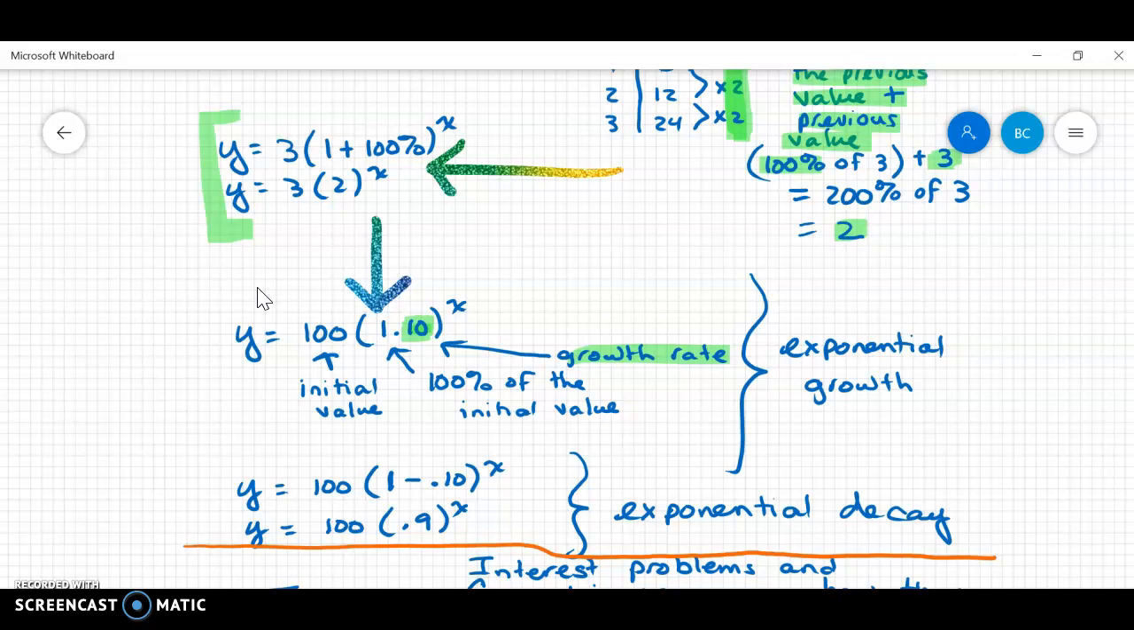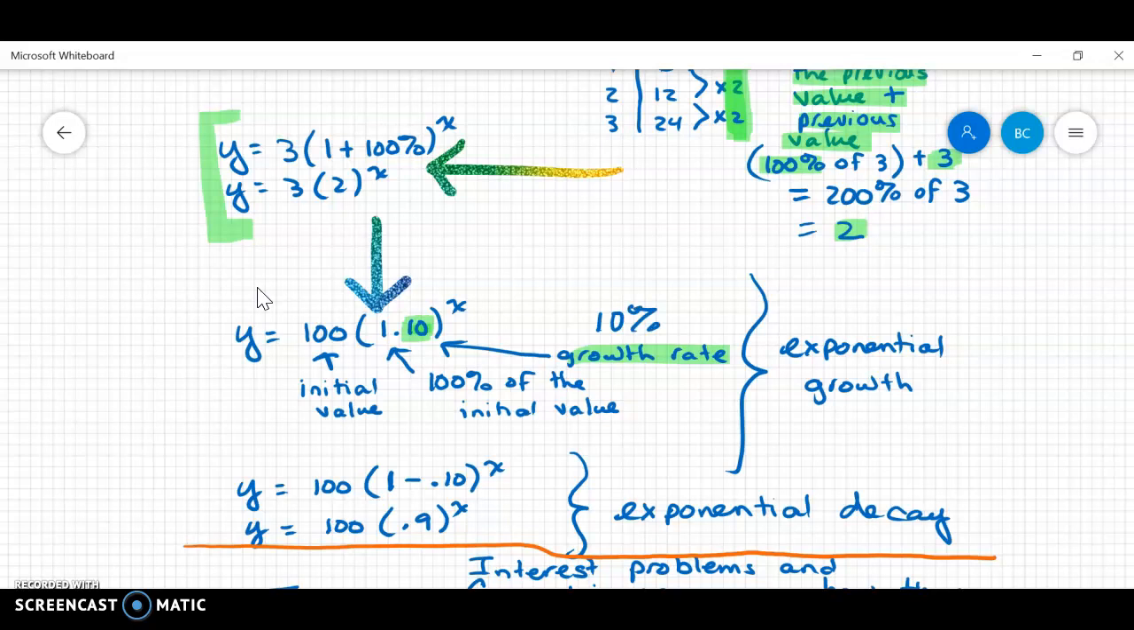So this really looks a lot the same. Let me back up and just say it looks a lot the same. So again, 100 is my initial value. The 1 represents the 100%. The 0.10 represents the growth rate because 0.10 is the same as 10%. So I'm going to write that this is a 10% growth rate.